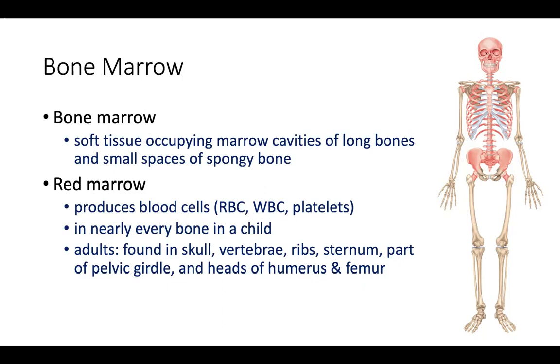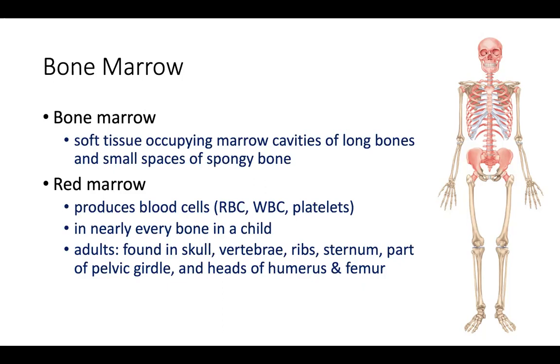In children, this is found in pretty much every bone because children are growing really fast, so they need kind of constant new influxes of blood as their body grows. Once we get to adulthood, it's found in kind of specific areas, sort of in the central part, like the trunk of your body.